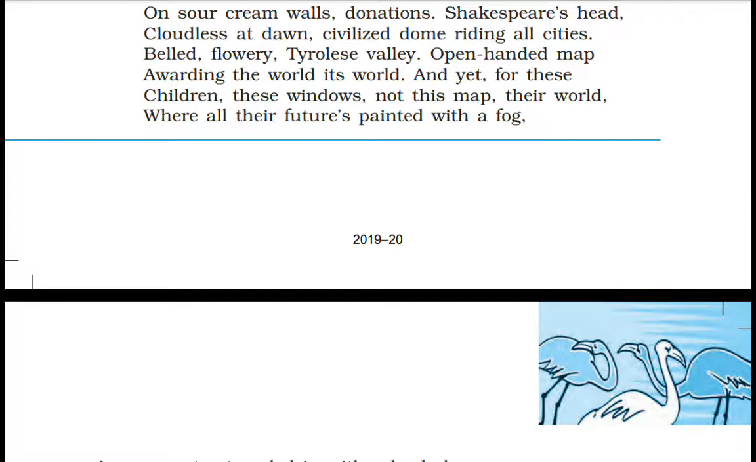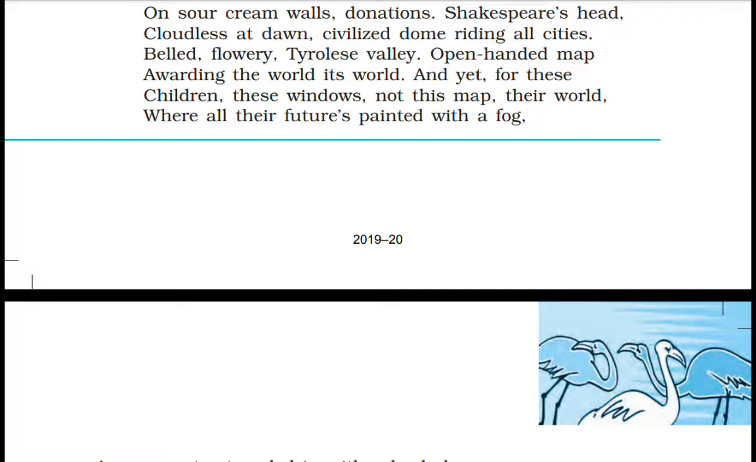So civilized dome refers to the sun rising over all the cities, which moves over all the cities. So here civilized dome refers to the rising sun. There is a picture of Shakespeare's head. In the background there is a cloudless sky and sun.